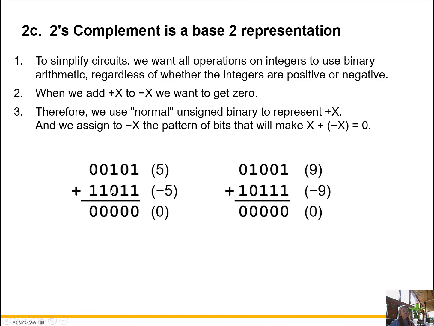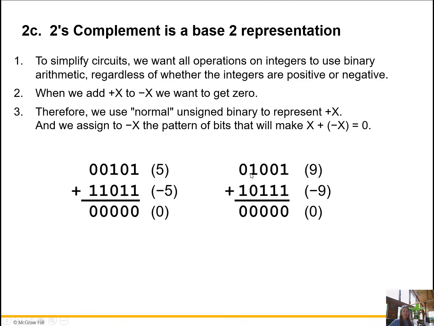This 11011, that's a negative 5. Notice when I add these guys up, I get all zeros. I know that we have an initial carryover bit here, but we're going to learn that the carry bit doesn't matter because we're just looking at the 5 bits. The carry has to be stored on another wire anyway.